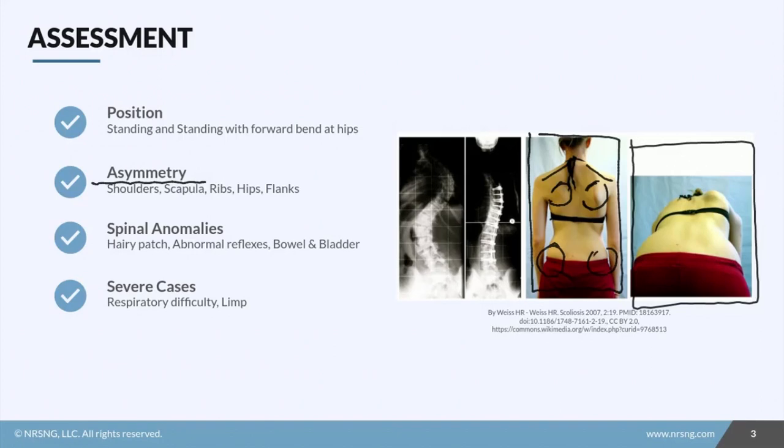And then when you're looking in the second position, you're really looking to see if the ribs are uneven. So again, you can see quite easily here how there's an unevenness to the back. And the right side is actually more commonly affected than the left.